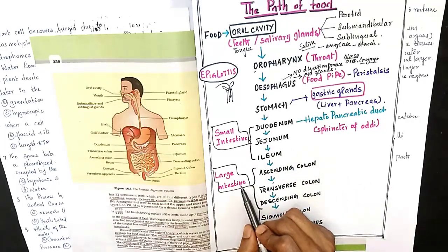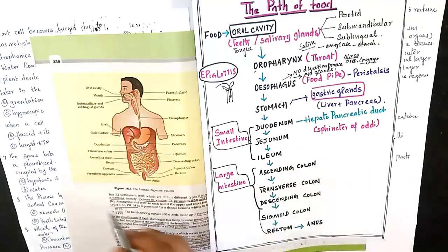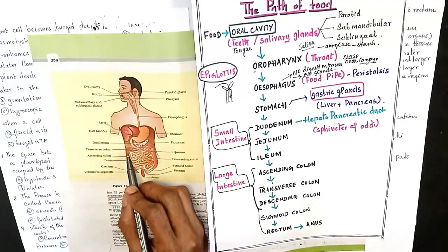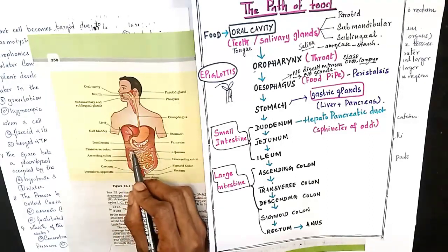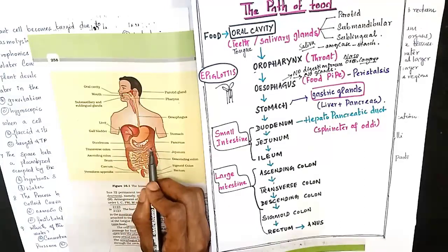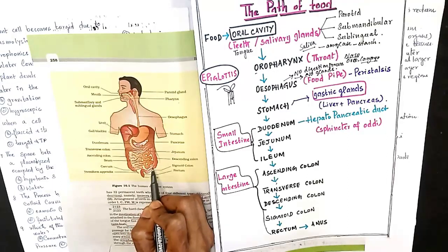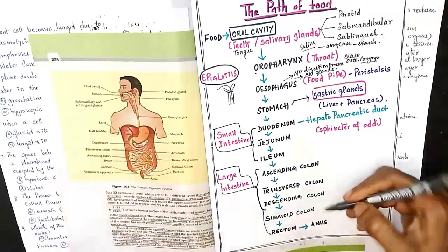So next the large intestine, ascending colon. Here you have the vermiform appendix. This is the small finger-like projection, you have cecum. From here, ascending colon means which rises up, transverse colon the horizontal portion, descending colon which comes down, and the sigmoid colon, and rectum and anus.